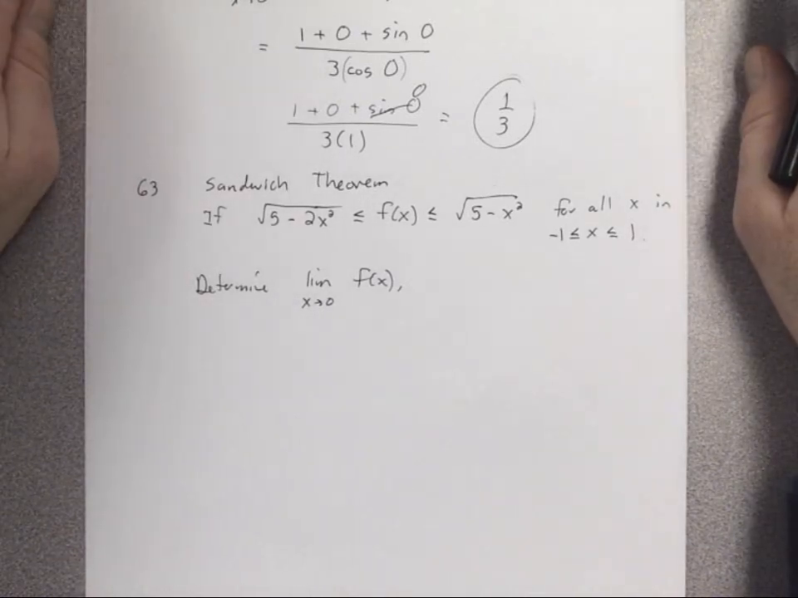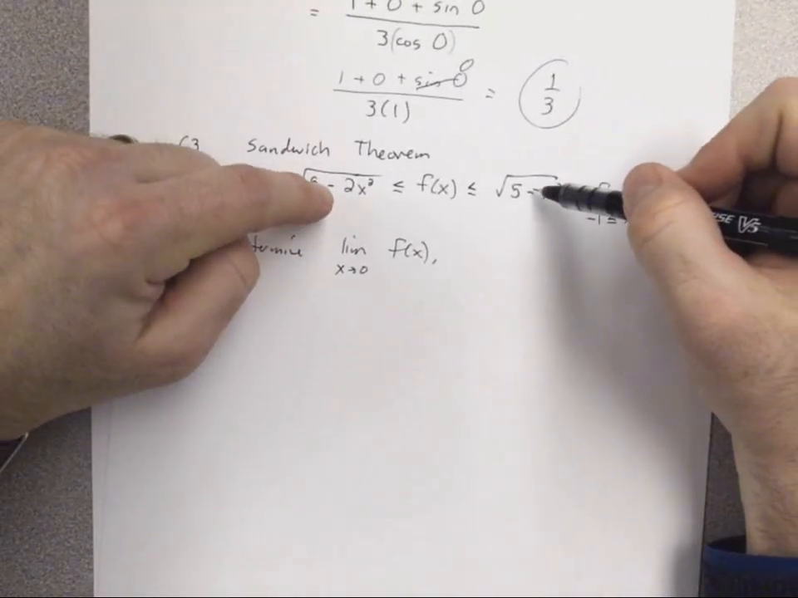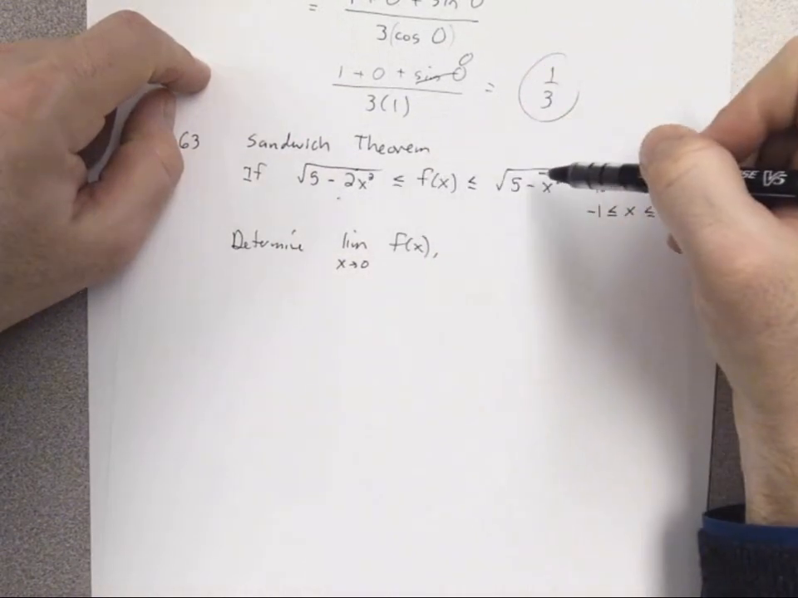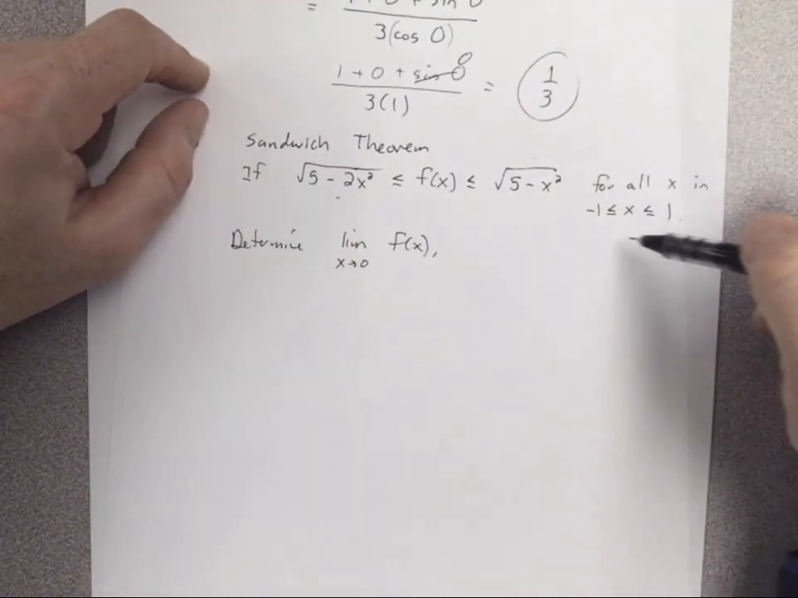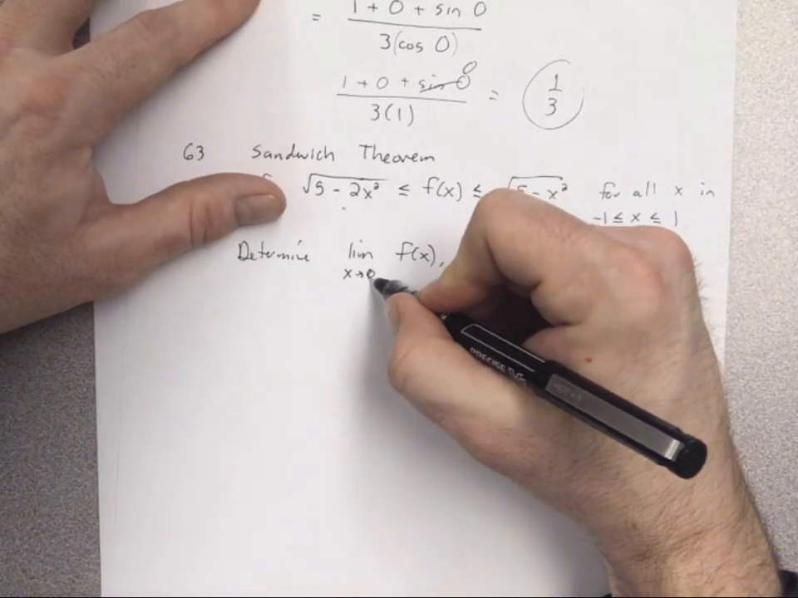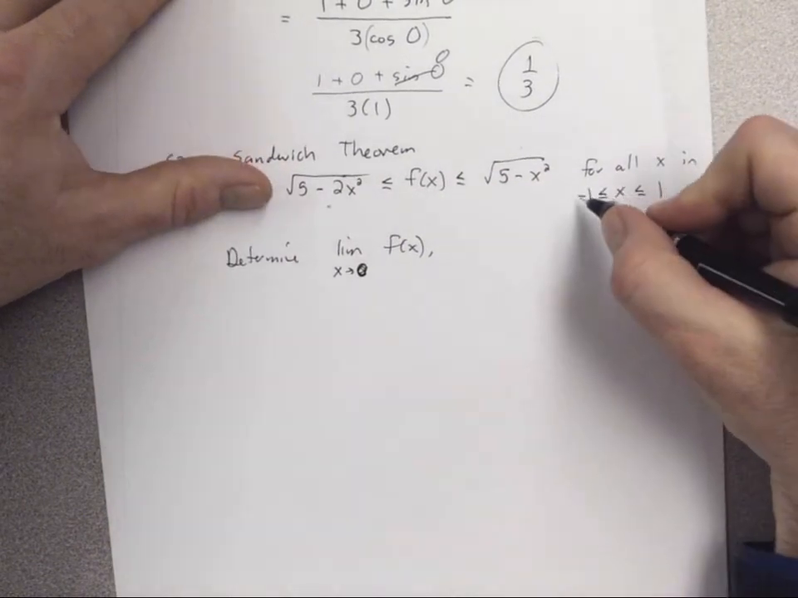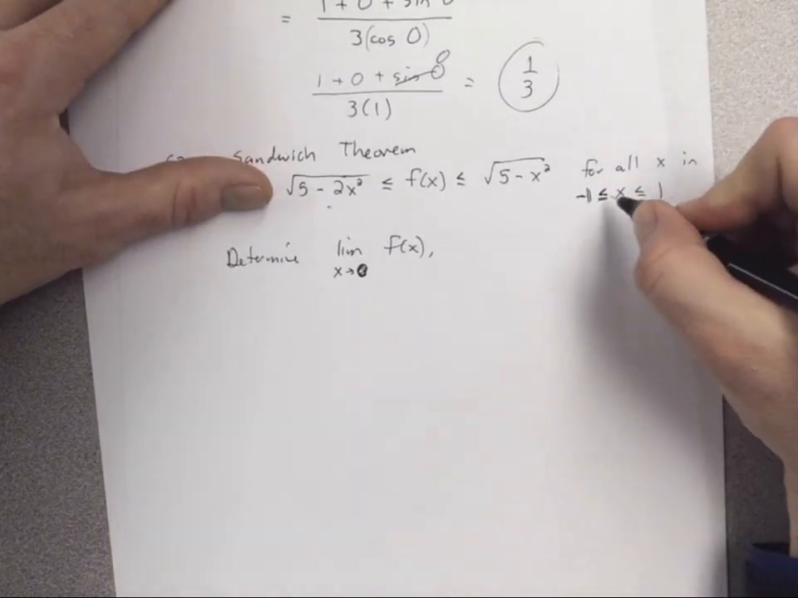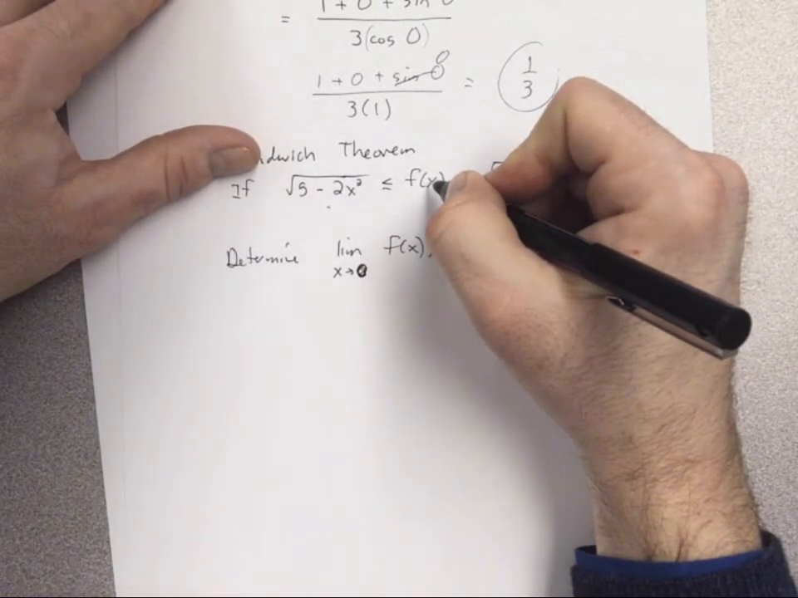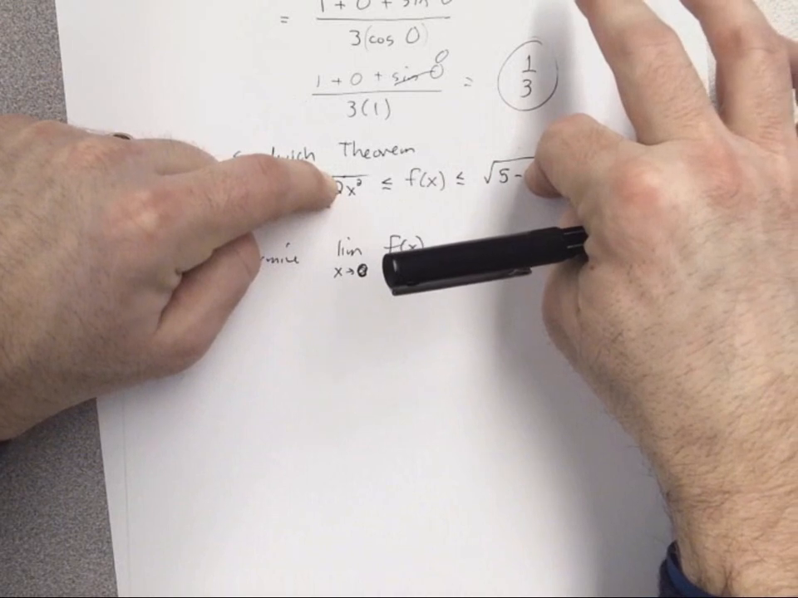So what we know is that this function right here is sandwiched between these two functions, right? It's above this function and always below this function, for these x values in between negative 1 and 1. What can you tell me about x equals 0? Where does that live? In between this interval, right? So at x equals 0, this function is going to be bounded by these two things. It's going to be stuffed in between here.